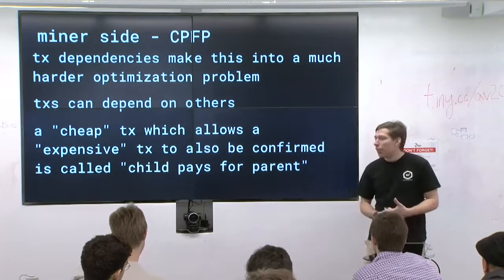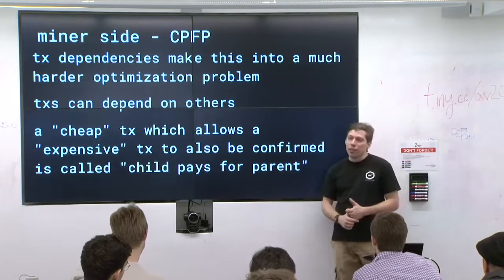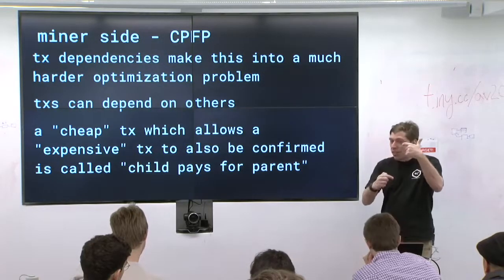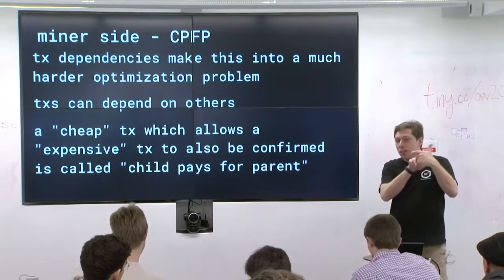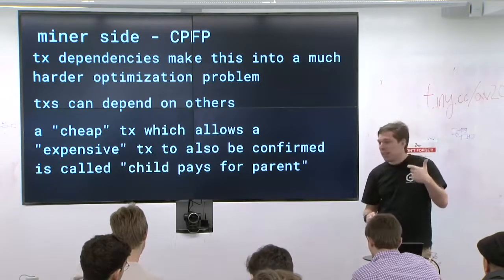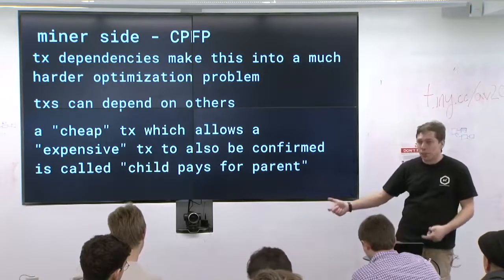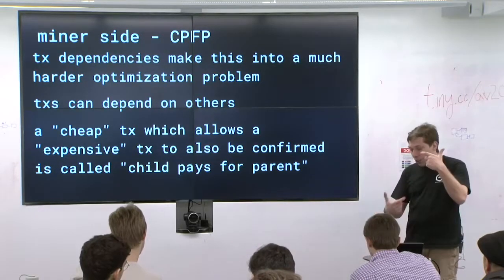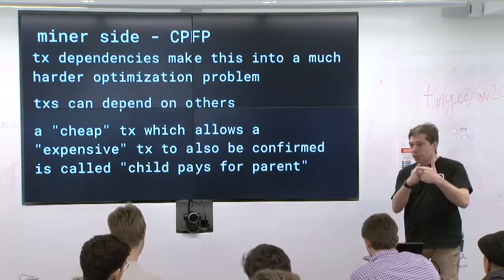There is no parent pays for child, right? If you've got a transaction with a high fee rate and then a descendant transaction with a low fee rate, well, you just take the parent and you ignore the child, right? And someone else in a later block can grab that child transaction. However, if you wanted this child, the parent has to be confirmed first.